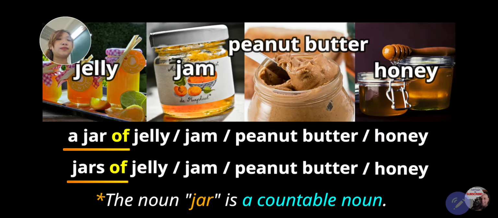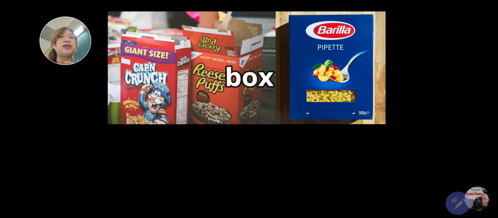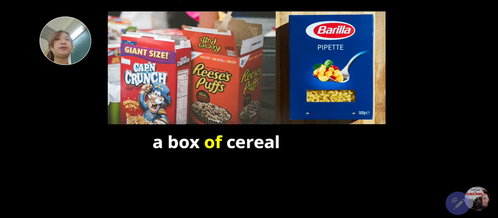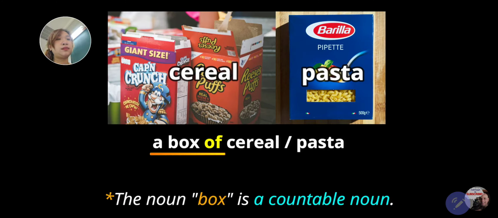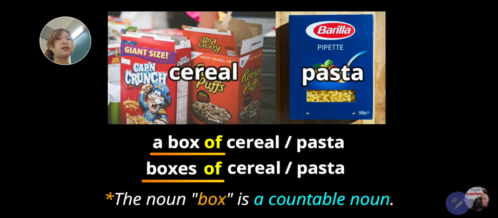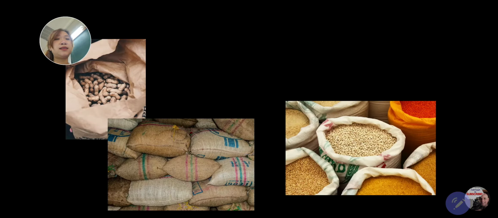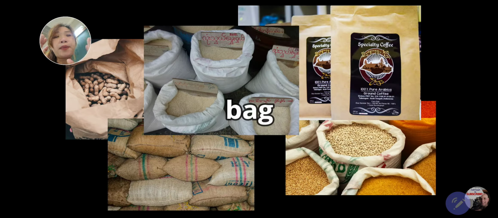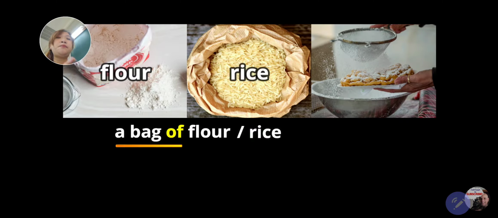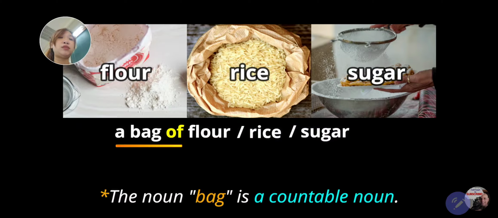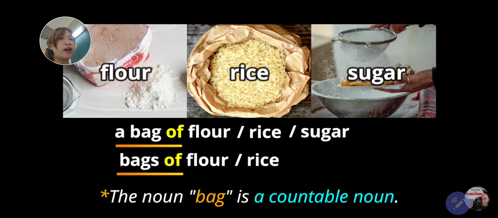Another common container is a box. And very common ones are a box of cereal, or let's say a box of pasta. And then when you have more than one box, there are boxes. Boxes of cereal and boxes of pasta. Bags are also very popular for counting things, such as flour, a bag of flour, a bag of rice, or sugar. One bag. Or, again, bag is countable, so we can say bags of flour, bags of rice, or bags of sugar.